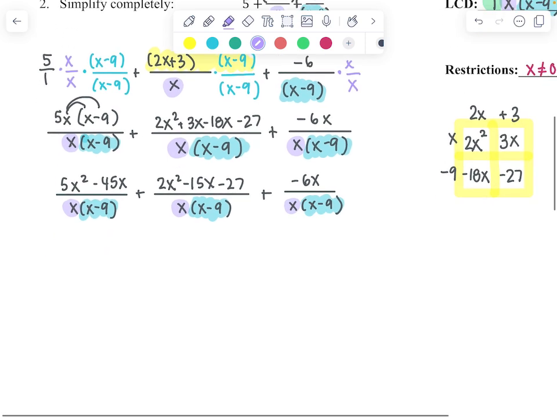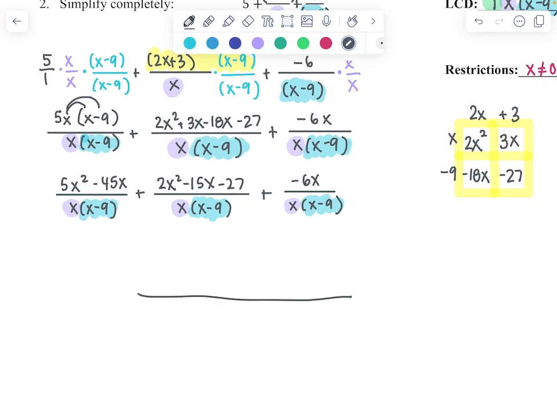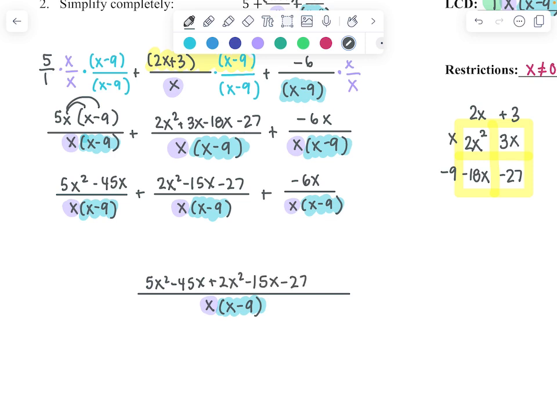If the answer is yes, we can now put all of this over one fraction that will have a denominator of x times x minus 9. So it becomes 5x squared minus 45x plus 2x squared minus 15x minus 27 minus 6x. Now we're just going to combine like terms.